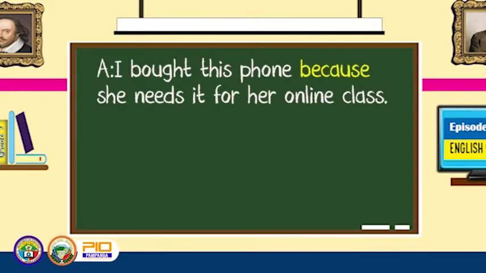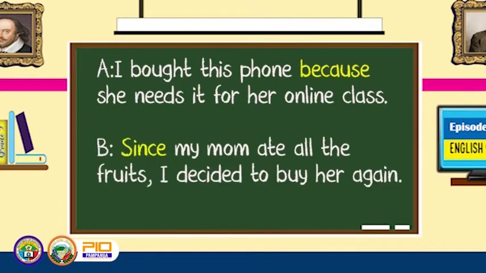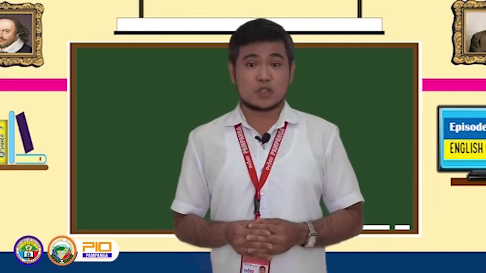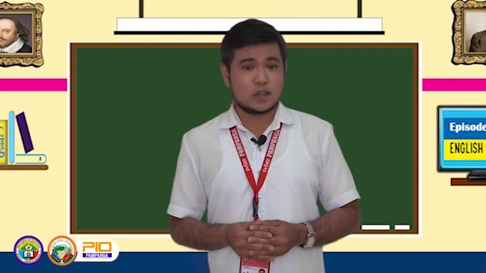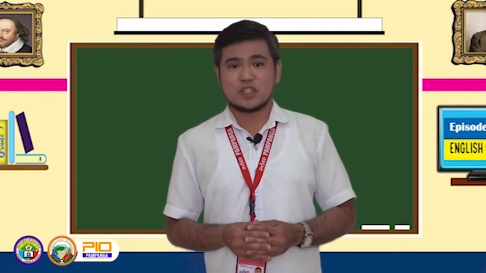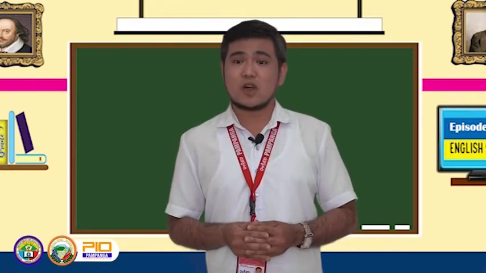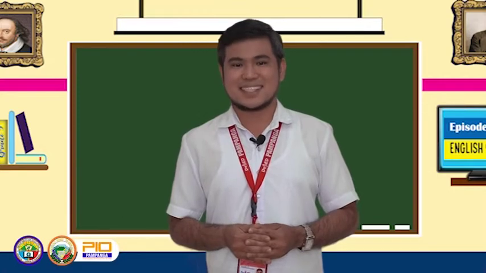I bought this phone because she needs it for her online class. Since my mom ate all the fruits, I decided to buy her again. We use because to introduce a reason clause, while in our second sentence, we use since with a reason clause at the beginning of a sentence.